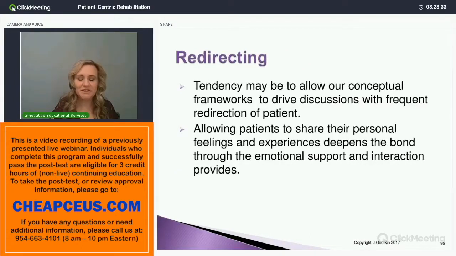Sometimes we need to redirect our patients, that if they're going off topic a little bit on things, we need to pull them back in a little more. And I would say, don't assume that a patient who's rambling on about things that you're starting to tune out, that they don't have a point. They may just be getting there in their own way.